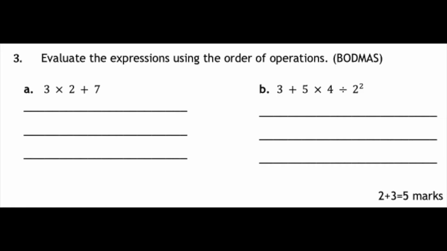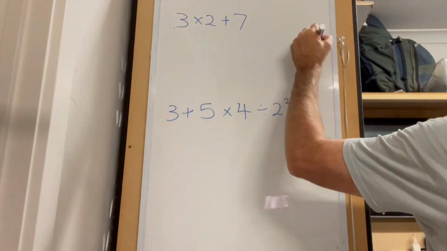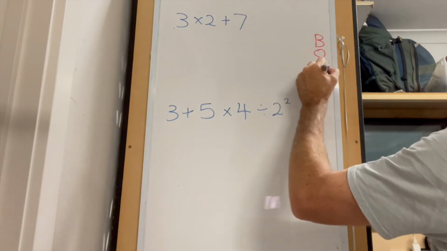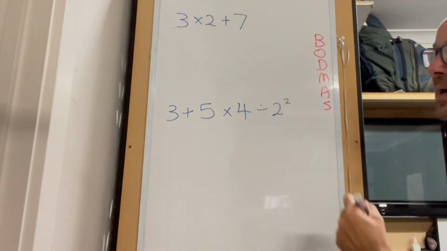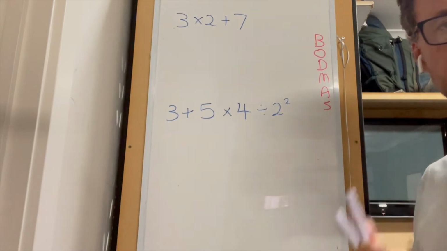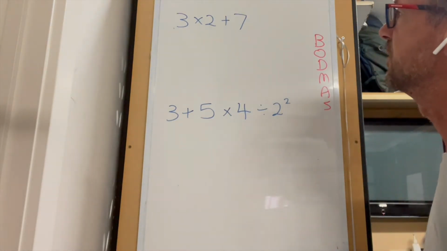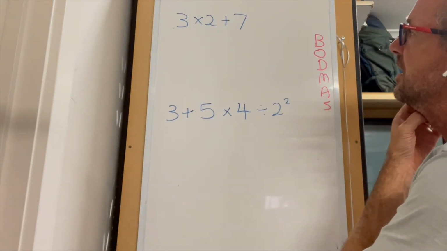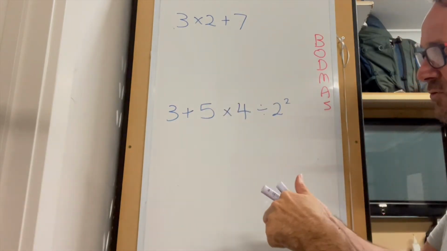Okay, so question 3 on the paper takes us into the land of BODMAS, okay? So my advice is always to record BODMAS on your page, and that way you can refer to it as a visual to help you work these questions out. So here, simply just moving left to right.